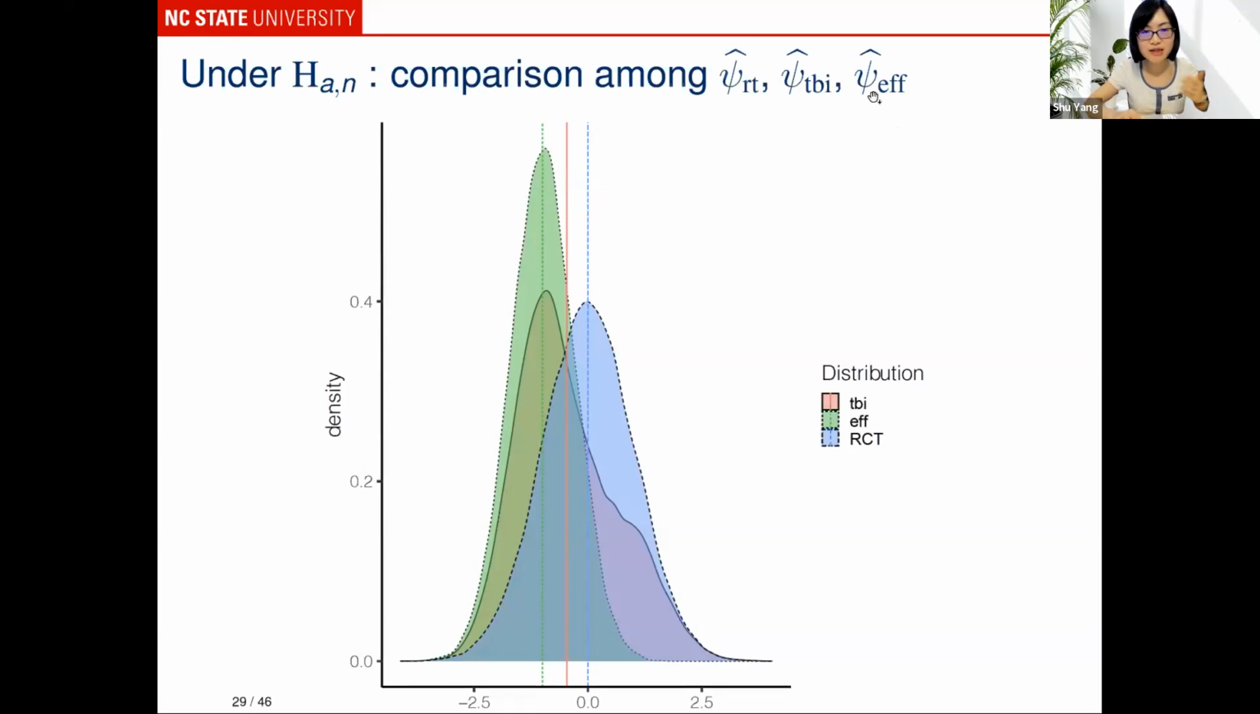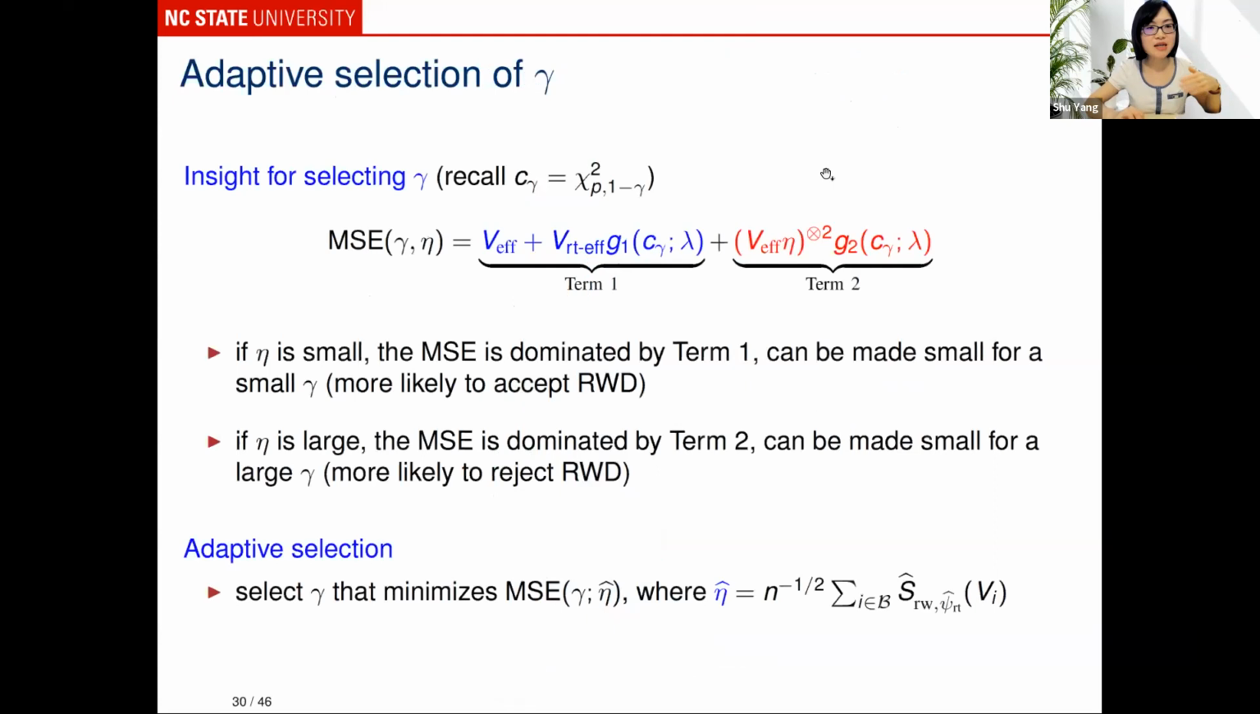And the choice of the tuning parameter actually involves a bias and variance trade-off. So this motivates us to adaptively select gamma. Okay, gamma and the critical value here are equivalent. Based on our result, we can derive the mean square error of the TBI estimator. That's a function of gamma and eta. We decompose this into 2 terms. And it's insightful to look at the 2 terms in different scenarios.